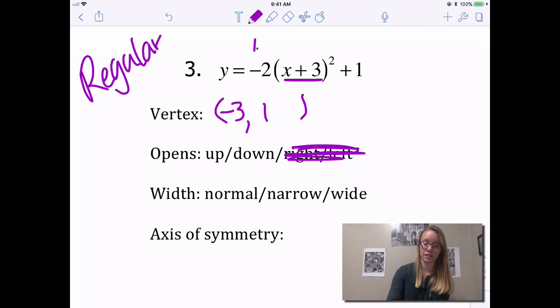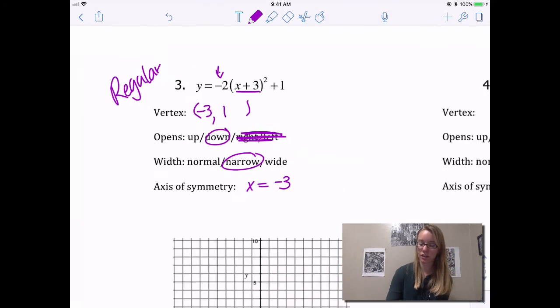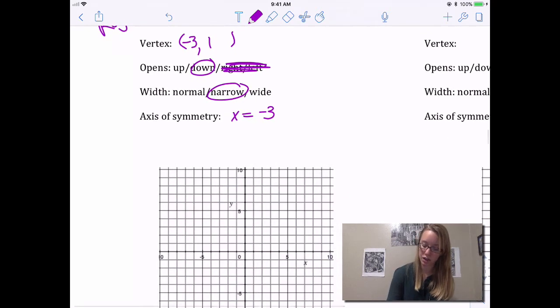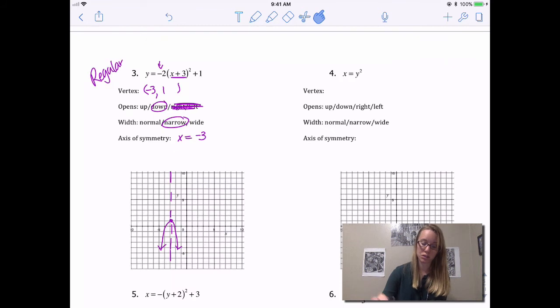Okay, now I notice that this is a negative. So negative means down, like a frown. And then the 2 says that it's narrow. Okay, axis of symmetry, match the x value, and we can graph. We can just kind of go to town. So go over 3, up 1, graph something that looks narrow, and down. It doesn't have to be perfect, it's just a sketch. And then we will graph the axis of symmetry straight through the middle.